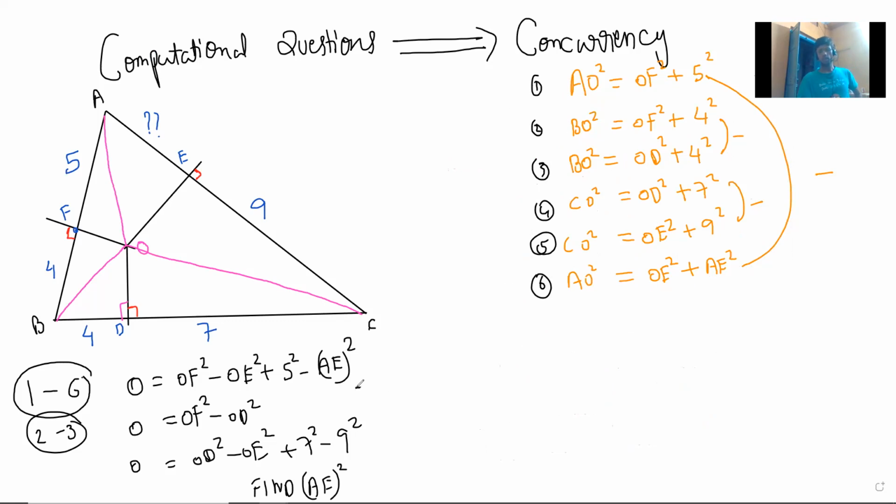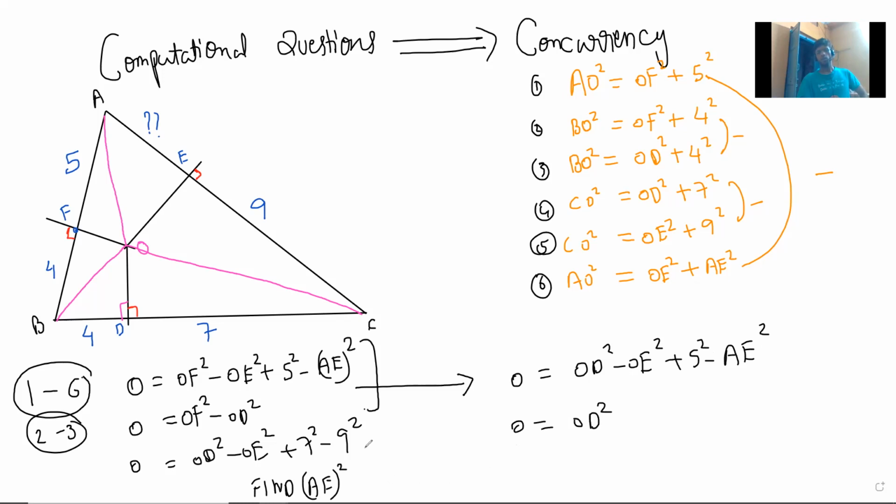So let us subtract the first and the second equation here, because that's what we should do. We want to get rid of OF. So then what do we get? We get OD square minus OE square plus 5 square minus AE square. But then you have another equation, the last equation, which we have here, which is like that only.